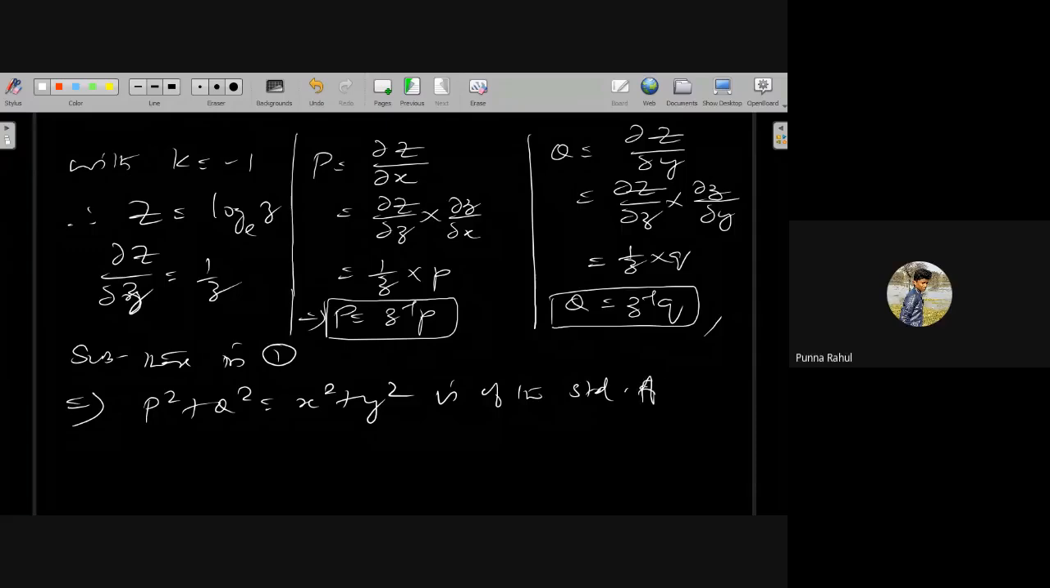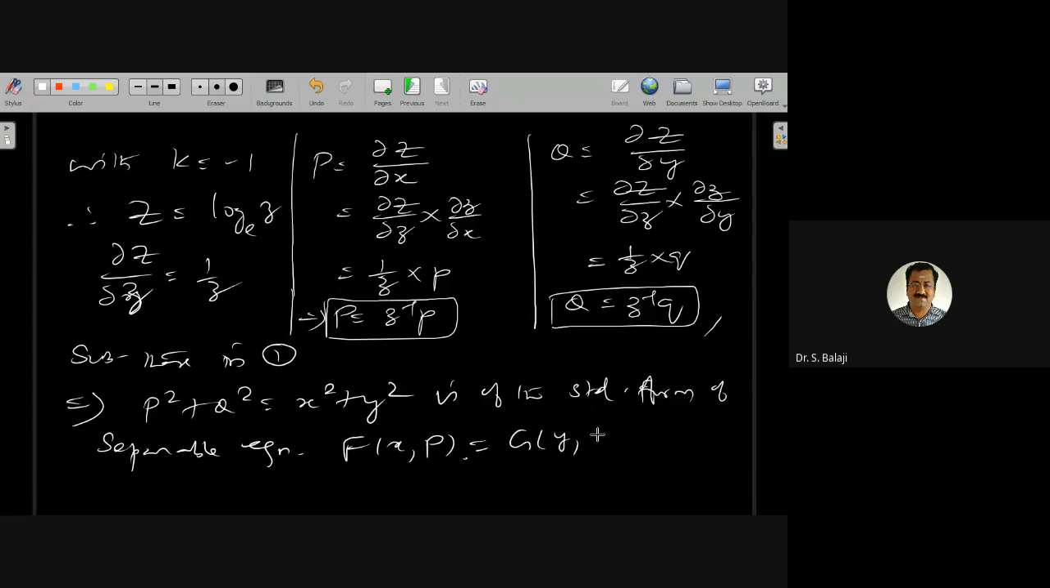F of x, p equal to g of y, q. This is the standard form of a separable equation. Separable equation: f of x, p equal to g of y, q.